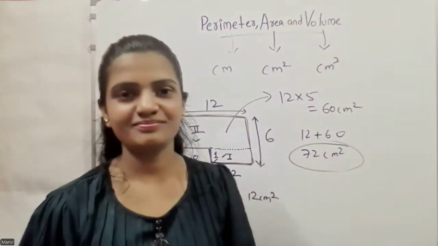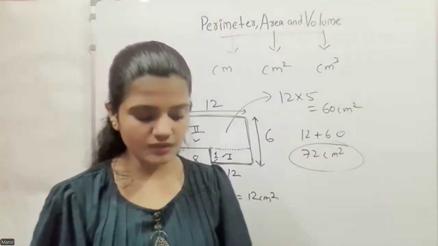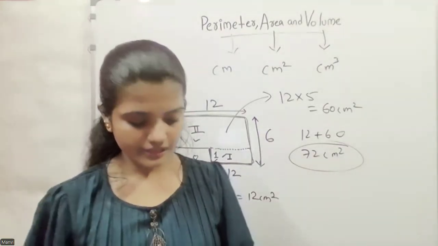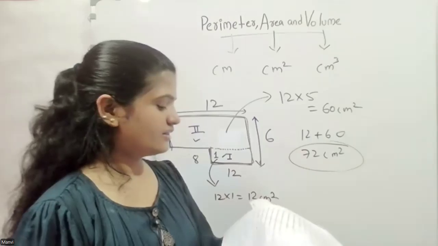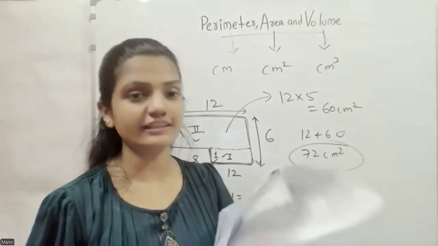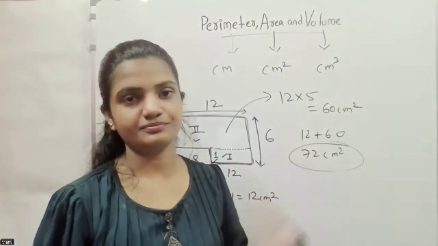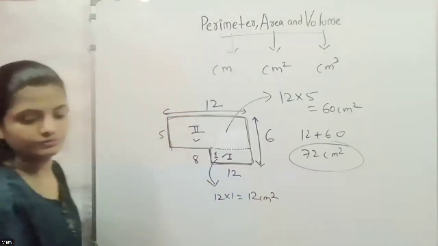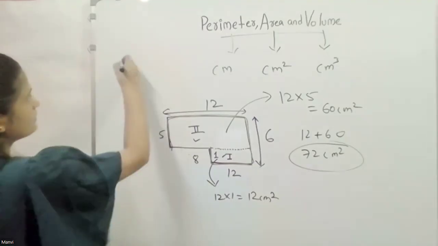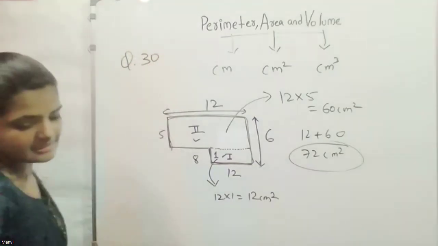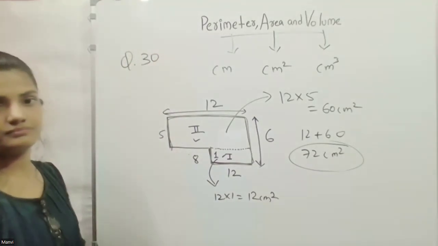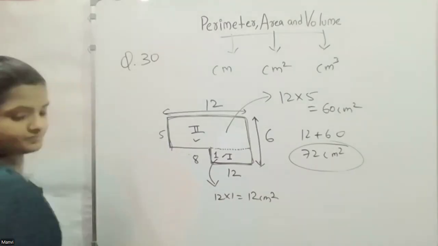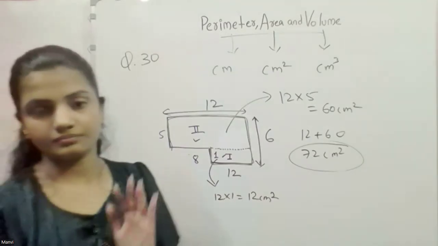Okay? So this way we can find the area of this type of compound shape also. Okay. Now please work out question number 30 from your sheet. Question number 30, given on page number 7. Find the area of the shape below.